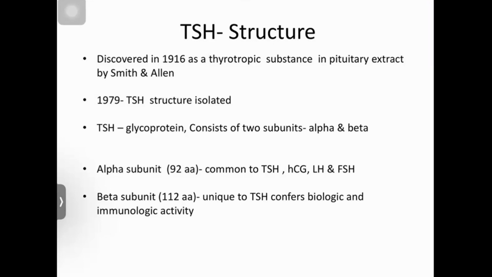We know that the beta subunit is the one that confers the biologic activity. It binds to the TSH receptor, and it also has immunologic activity, because now we can use antibodies in the TSH assays to bind to this beta subunit, which is specific to the TSH, thyroid stimulating hormone. So we're able to measure TSH alone and not also HCG, LH and FSH. So that's why this structure of TSH is very important.